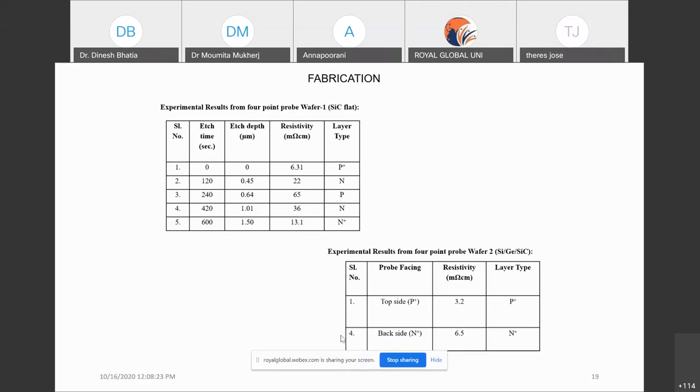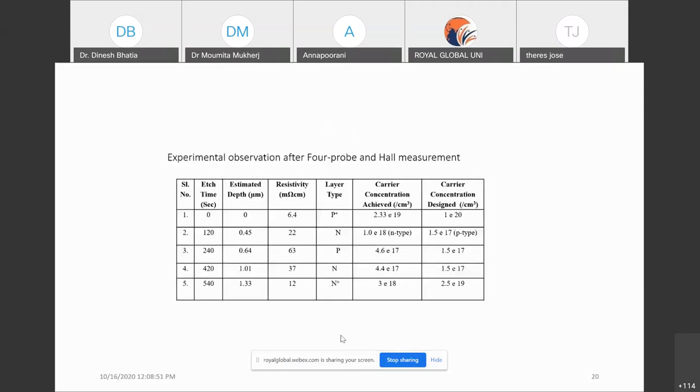And the top side final resistivity that was obtained was 3.2, for the layer type P+. And for the backside, that is N+, we obtained a resistivity of 6.4 milliohm centimeter, and till date it is the lowest reported resistivity obtained from this type of fabrication.